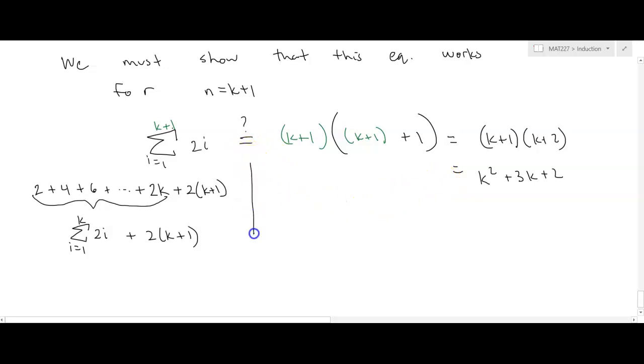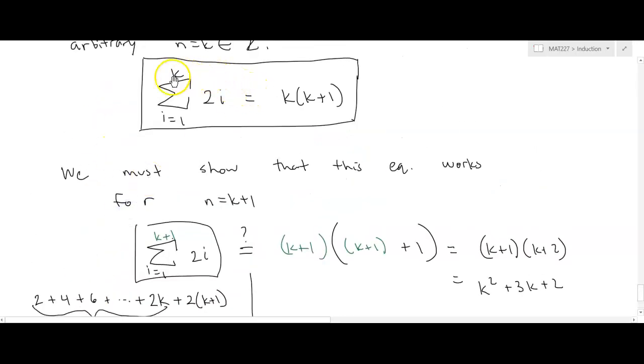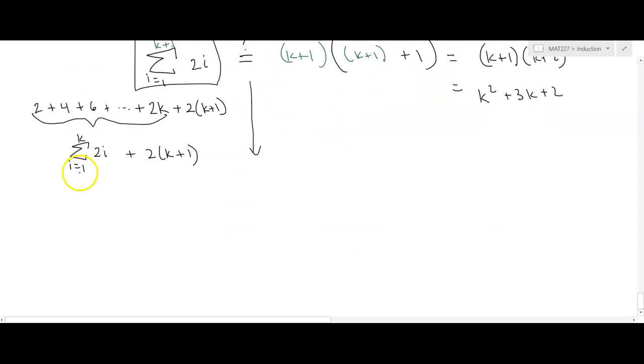And so guess what we're going to do here? Well, we don't have equality yet from the summation to the written out non-summation form, so we've got to do some substitutions. This sum from i equals 1 to k of 2i is, by our assumption step, equal to k times k plus 1. So what I can do is replace this with k times k plus 1 plus 2 times k plus 1, and I want to ask myself, does that equal k squared plus 3k plus 2?